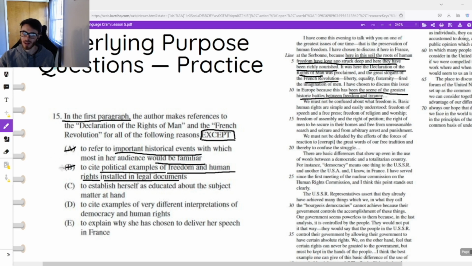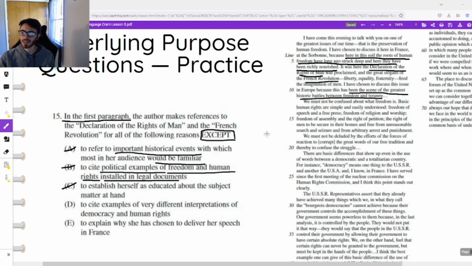So I'm going to go back. I changed my mind. We can eliminate A, and I think we're going to eliminate B too, right? These are way too good to be the except. C, to establish yourself as educated about the subject matter at hand, could be. Definitely could be, right? If she's giving specific examples, that does show that she knows what she's talking about if she's able to come up with examples. So yeah, I think C could be a reason as well.